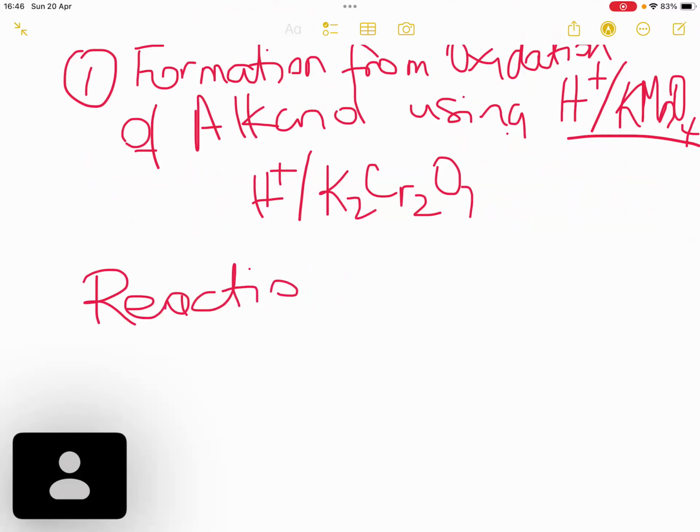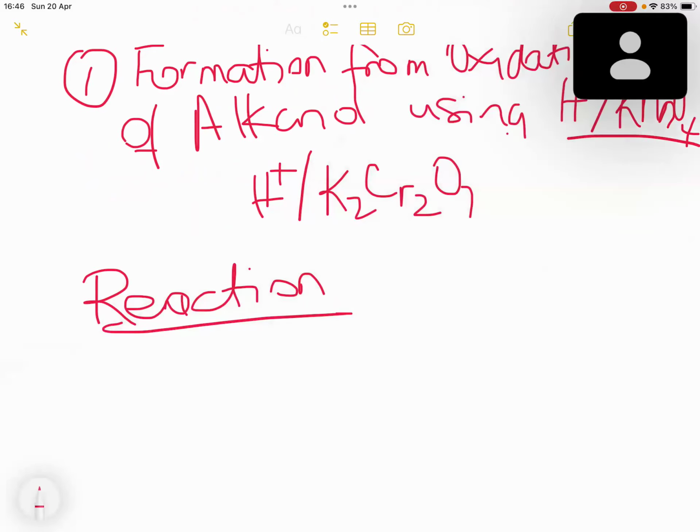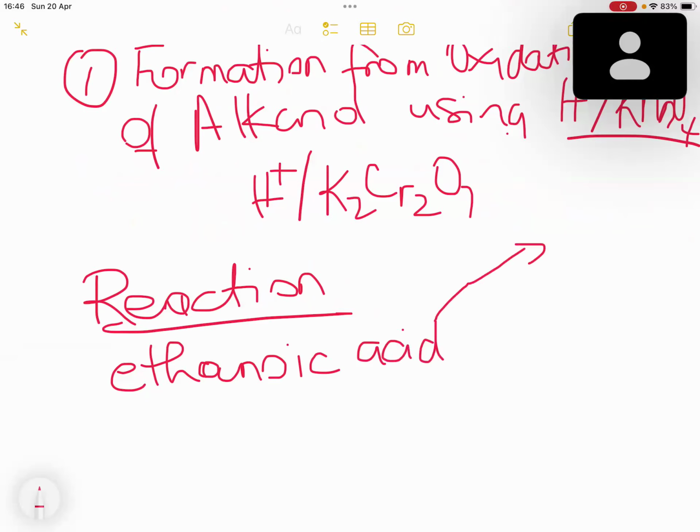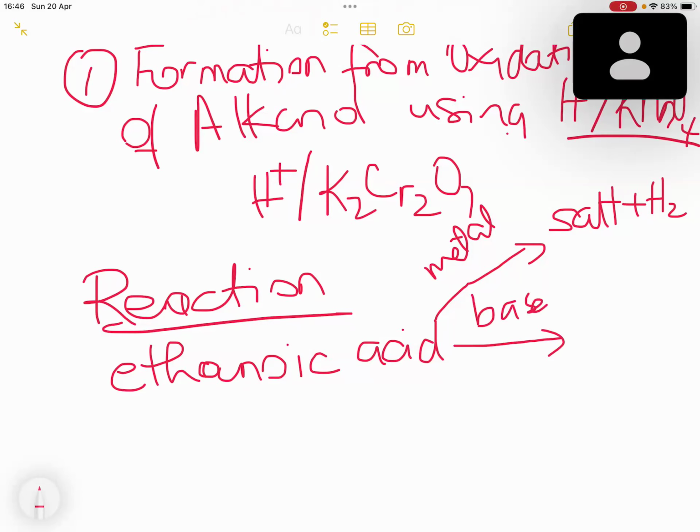We have done esterification in depth. So we're going to be looking at the other reactions. So using ethanoic acid, sorry, can react with metal. And when they react with metal, they form salt and hydrogen gas. Or they can react with bases. Bases are metal oxide or metal hydroxide. And when you do that, they form salt and water.